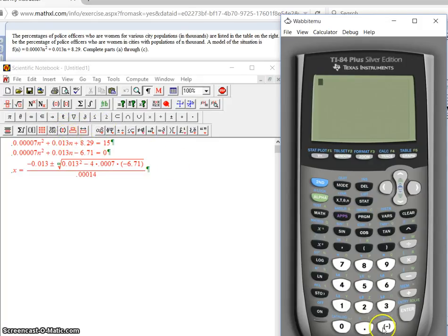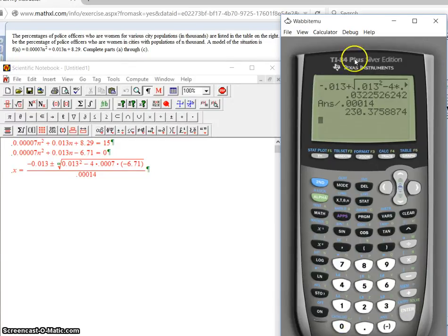So let's see, that's negative 0.013 plus the square root of b squared, 0.013 squared minus 4 times a times c, and then I take that whole answer and I divide it by 2a, and there's my first answer.